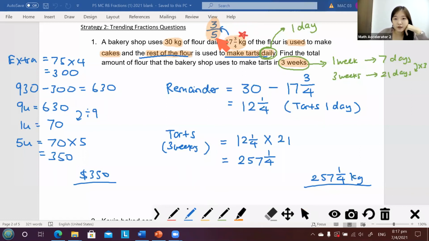Okay, 3/5 is not the same as 3/5 kg. There's no kg. If it's kg, yes, you can use the same method, minus and then times. But if it's 3/5, they're telling you that it is 5 units for your 30 kg and 3 out of the 5 is used to make cakes.